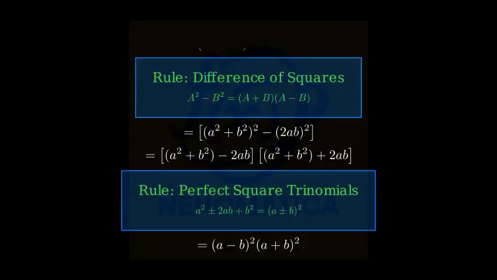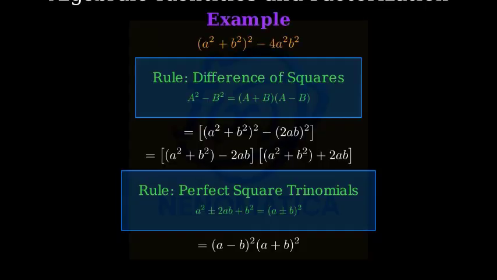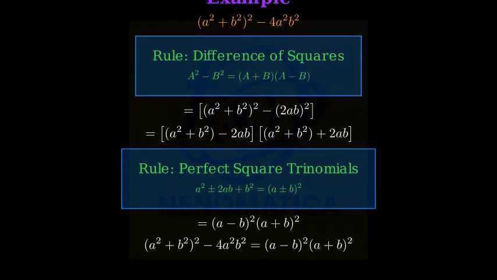In the first factor, we have a squared plus b squared minus 2ab, which is the perfect square trinomial for (a minus b) squared. In the second factor, we have a squared plus b squared plus 2ab, which is the perfect square trinomial for (a plus b) squared. So our final answer is (a minus b) squared times (a plus b) squared. This is a beautiful result showing how the original complicated expression simplifies to a product of perfect squares.